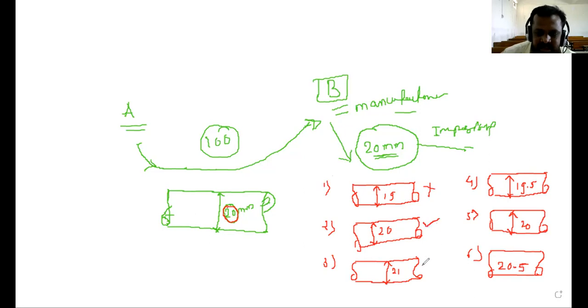It is 20. It is acceptable. Again, it is 21. It is rejected. Again, it is 19.5. Again, it is rejected. It is 20. It is acceptable. Again, it is 20.5. Again, it is rejected. Okay.